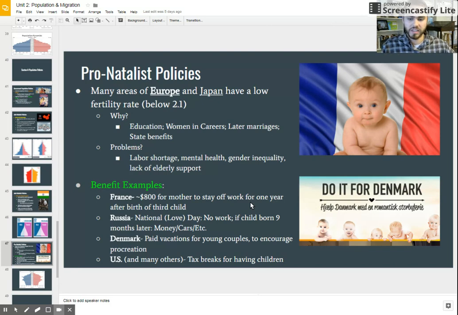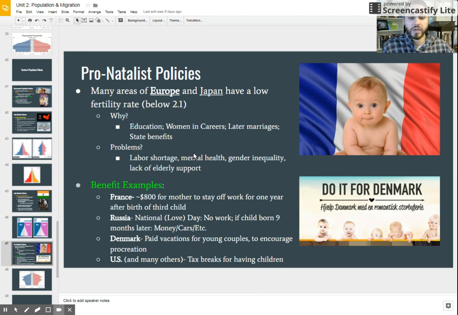These are countries that are declining in population, mostly in Europe and Japan. They have fallen below that 2.1 fertility rate, mostly because of education, women working and wanting to be in careers. They're having later marriages, and they're saying that a lot more money comes into the family when they have careers and have fewer and fewer kids.